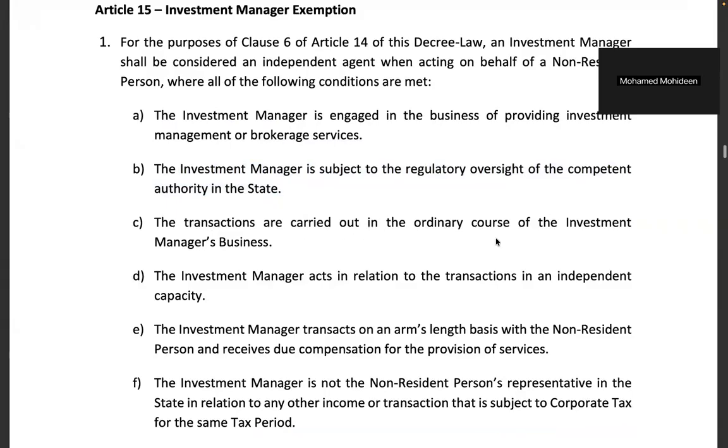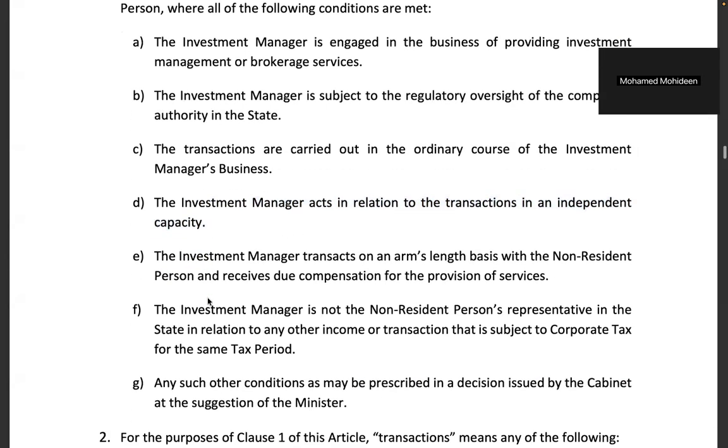Let's move to the third condition. Transactions are carried out in the ordinary course of the investment manager's business. Okay, it's a day-to-day transaction situation. The investment manager has multiple clients, so nothing special. That is pretty explanatory. Until now, it's all clear. What is the next? The investment manager acts in relation to transactions in an independent capacity. As I said earlier, multiple clients are there, so he's not totally dependent on that one investor. So the investment manager is acting in an independent manner.